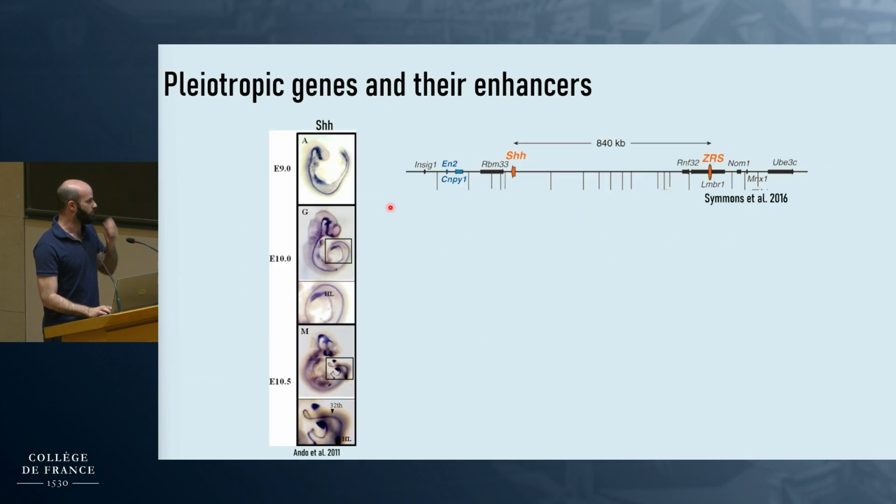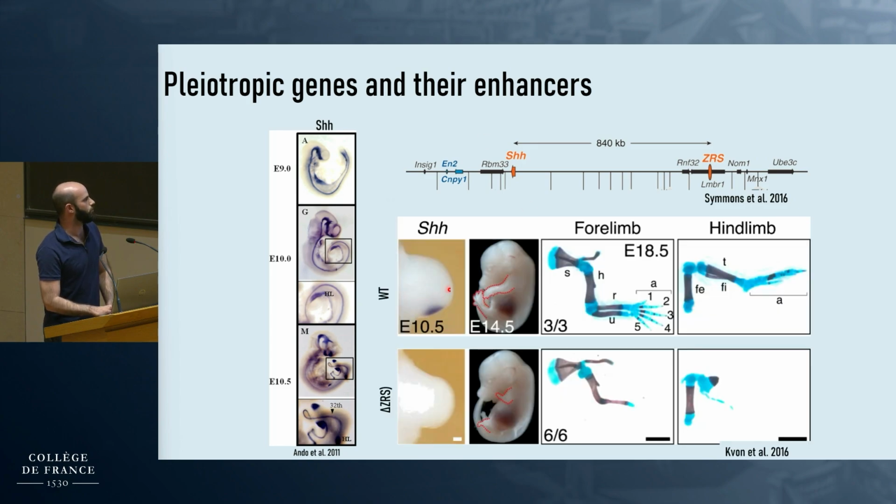And this is really well exemplified in the superb locus of Sonic hedgehog that has been presented by several people today, where you have many cell-specific enhancers that drive its pleiotropic activity. It's highly visible with this ZRS element in the limb. When you delete it, you completely lose Sonic hedgehog expression, leading to a limb-specific Sonic hedgehog phenotype.